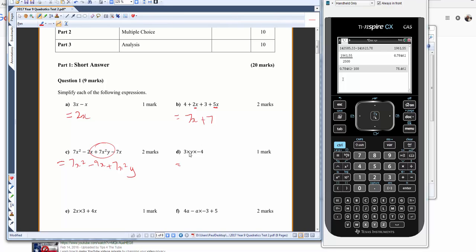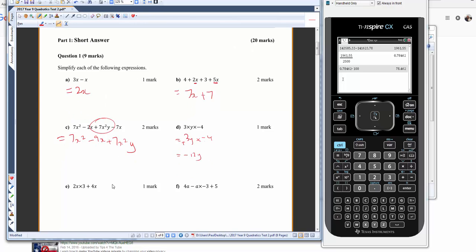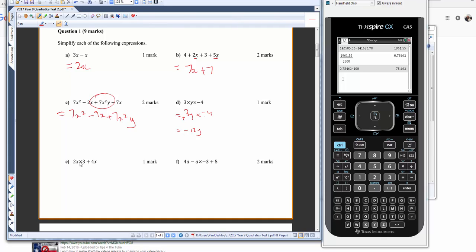Alright, this one here we've got 3 lots of y, which is 3y times negative 4. We've got a positive times a negative here, which is a negative, 3 times 4 is 12y. Alright, over here we've got 2x multiplied by 3, which is 6x plus 4x, and the answer there is 10x.